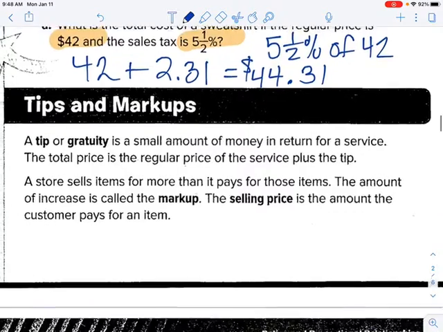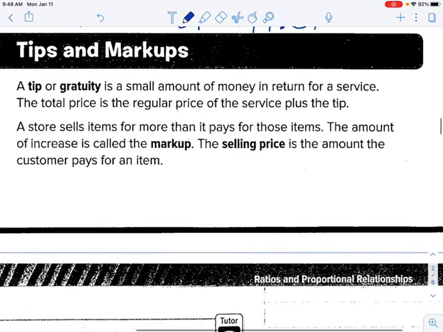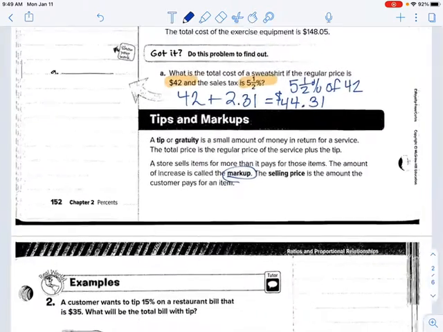So that's sales tax. Gratuity or tipping is when you have a service that you want to show your appreciation for somebody. This could be waiters or waitresses at a restaurant. This could be if you go to the spa. This could be your hairdresser. So a lot of different places that you would give a tip. The other thing is a markup. Stores actually get their items at a lot less than what you pay. They mark up the price so that the store actually makes some money too.